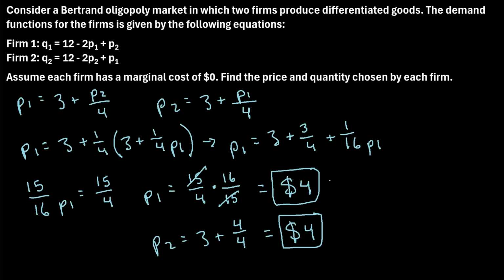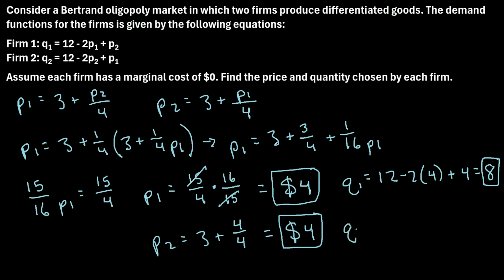And lastly, once we know the price for each firm, all we have to do is plug it into the demand function right here to figure out what the quantity will be for each firm. So for Q1, quantity 1, the quantity produced by the first firm, that's going to be 12 minus 2 times P1 is 4 plus 4. So this is 8, so we have 12 minus 8, which is 4, plus 4, which is 8. So the quantity produced by firm 1 will be 8 units.